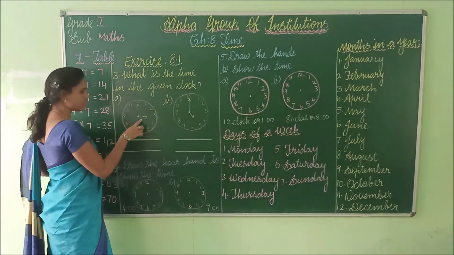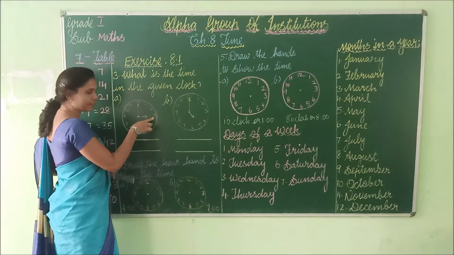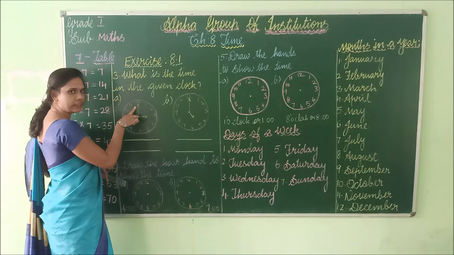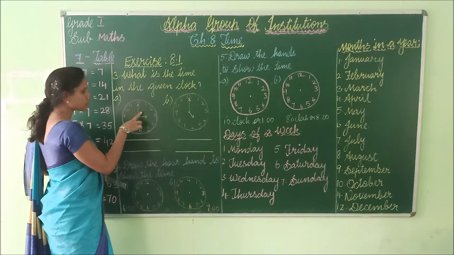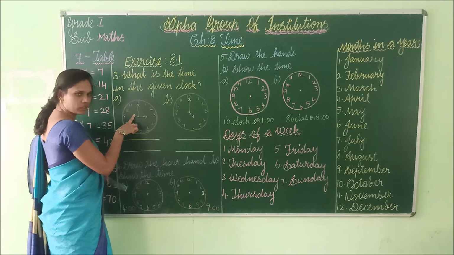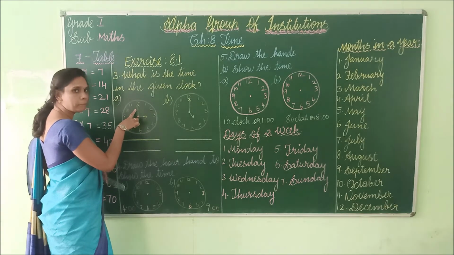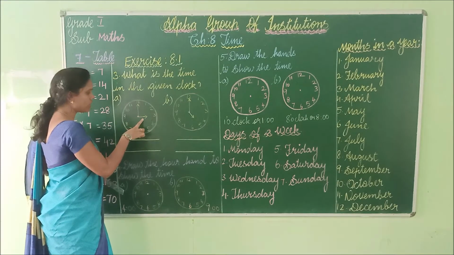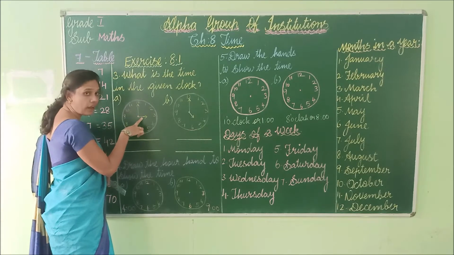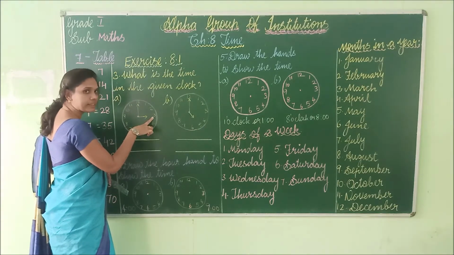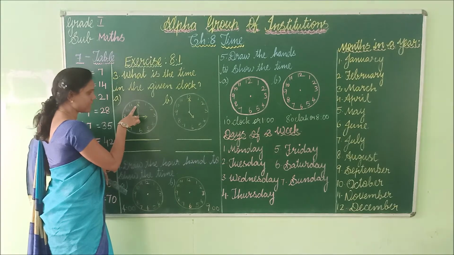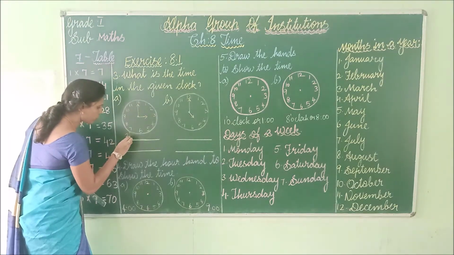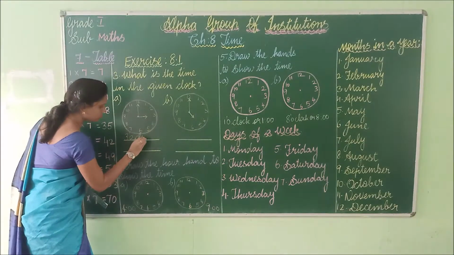So the small hand is pointing exactly to 3. Okay. And the long hand is pointing exactly to 12. Okay. So the time is 3. Okay. So the long hand is a minute hand and the short hand is an hour hand. Okay. So the hour hand, first you have to check the hour hand. It is pointing to 3. Okay. And it is exactly to 12. So the time is 3 o'clock. Okay. You have to write 3 o'clock.